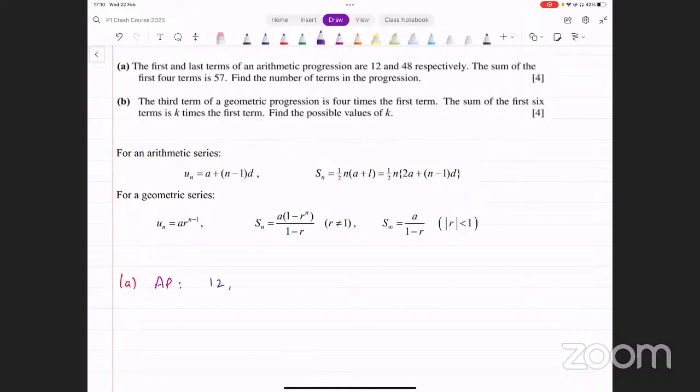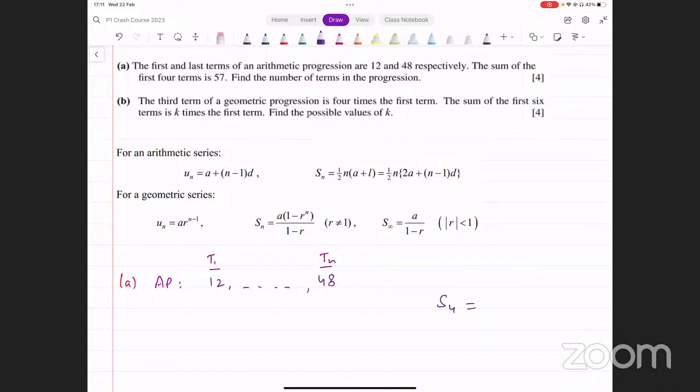It starts from 12, then we don't know the rest of the terms, and then you have 48 at the end. So the first term was 12. If there are n values in the sequence, the nth term would be 48. We can write it like this as well. You can say this is term 1, and this is term n. It says the sum of the first 4 terms is 57. Now, how do you write this in the sum formula? You can say S4, right? S4 as sum notation, sorry.